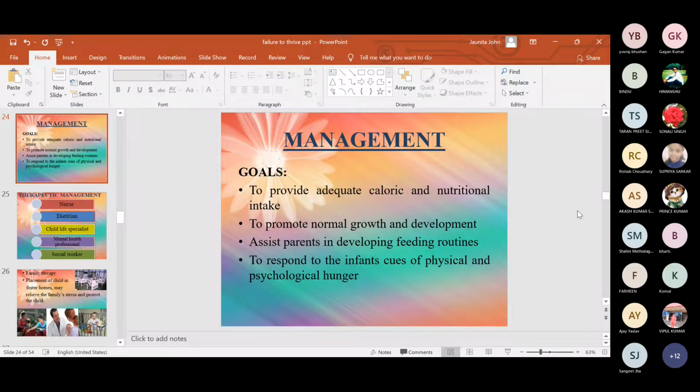Next will be promote normal growth and development. Growth and development उसकी proper हो, retarded ना हो, slow ना हो. जितनी age की baby है उतनी age की उसकी growth and development is necessary.